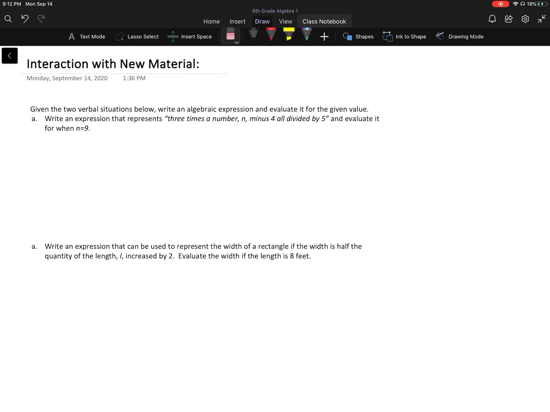It says, write an expression that represents 3 times a number n minus 4 all divided by 5. So we're going to say 3 times a number n and underline that. So 3 times a number n, that's 3n, is minus 4. Means that we're going to group something. Means we're going to use parentheses. Put these in parentheses because we have to group those, divided by 5.